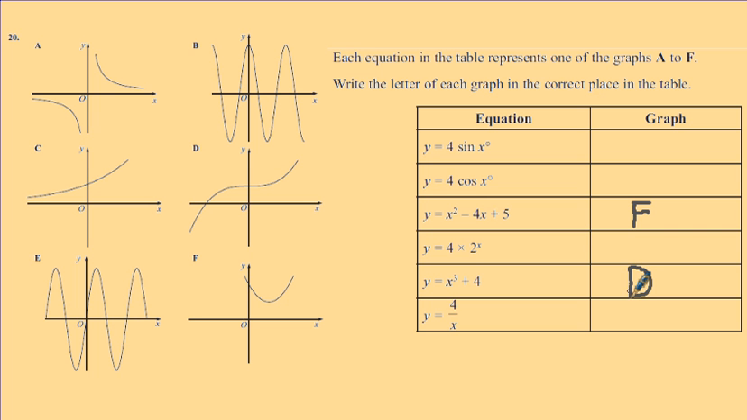The next graph we're most likely to have seen is a reciprocal graph. Okay, so this is the graph of 1 over x, or a number over x, and that's down here, so the last one here is graph A.